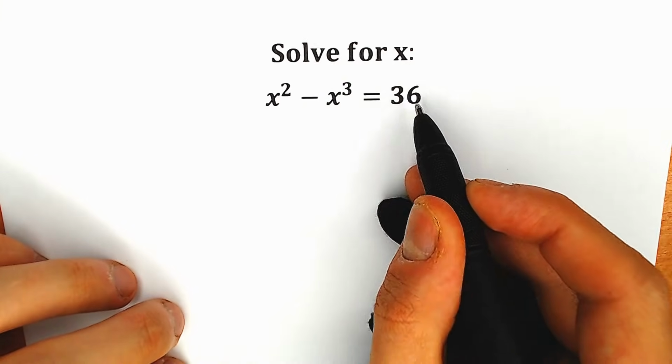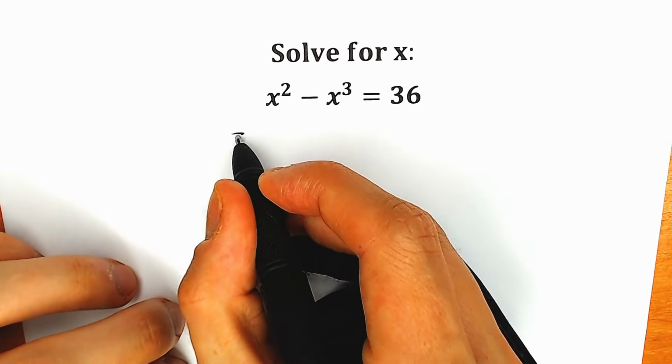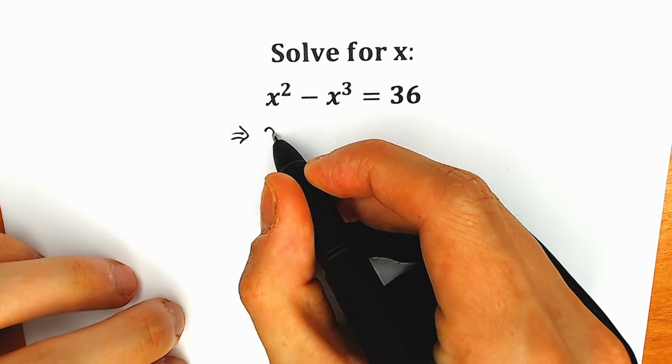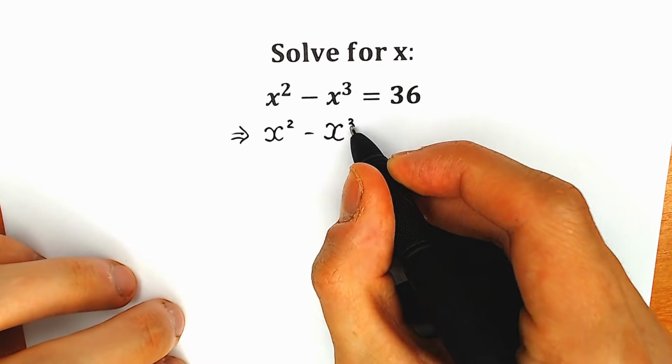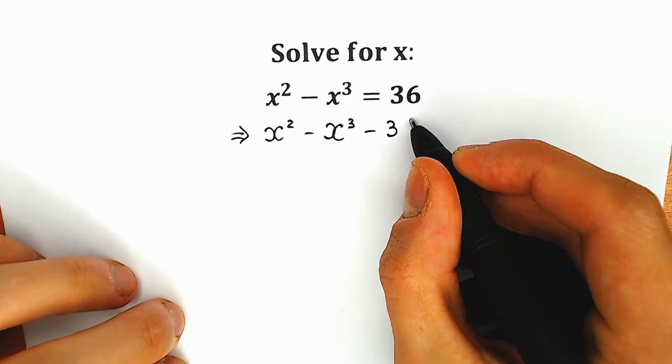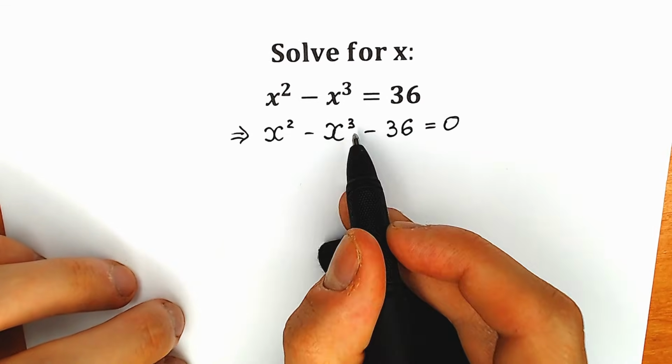So first of all, let's write the 36 on the left side. This is our first step. As a result, we have the same beginning: x squared minus x cubed minus 36 equals 0. Right now, we have a square and we have a cube.